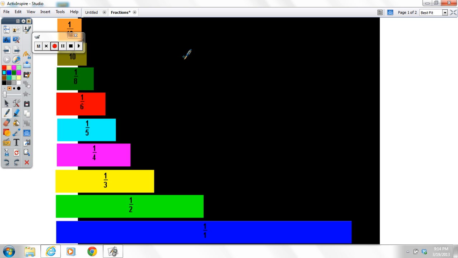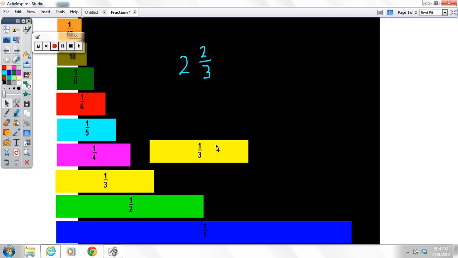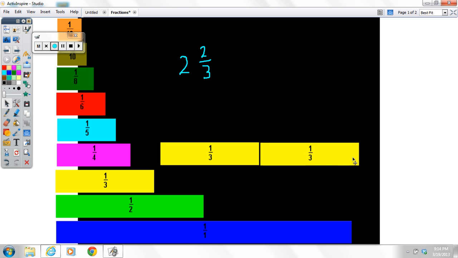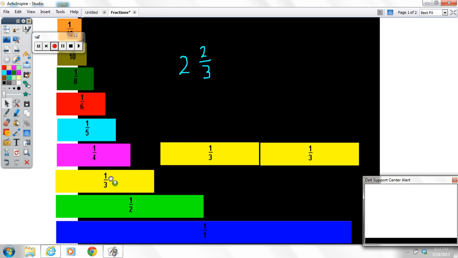Well, I'm going to do just the opposite when I take a mixed number and I convert it into an improper fraction. For example, if I have 2 2/3, well, how am I going to make an improper fraction out of the 2 2/3? Well, I know the pieces that I'm dealing with are thirds. So here's what 2/3 would look like. Now, what I need to do is I need to replace these 2 whole bars with thirds pieces.